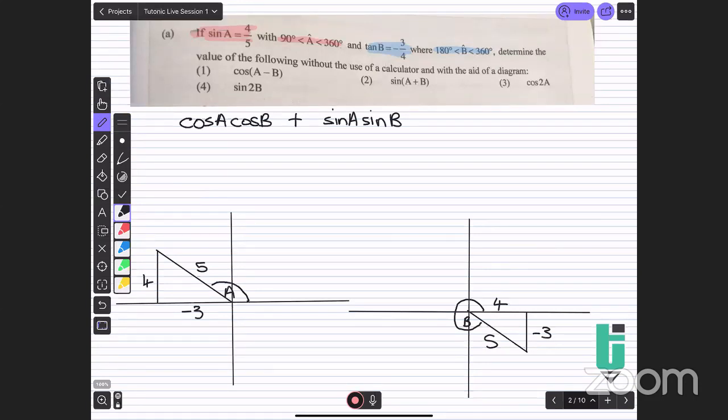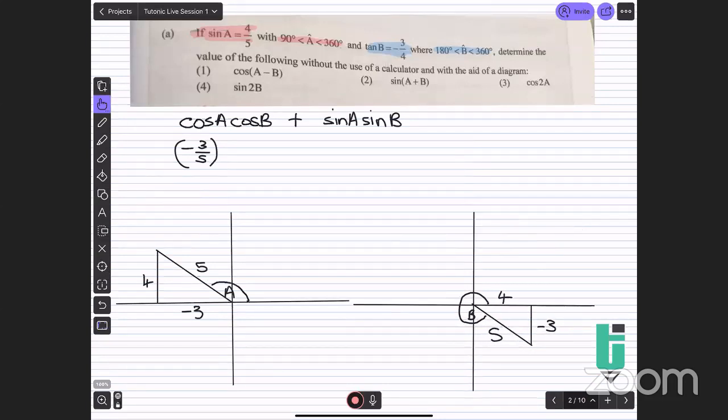-3/5. Yes. And Rivka, what is cos B? Cos B, you're looking at this triangle, right? Oh, okay. Cos B is, because this is A, this is B, right? This is A, this is B. So B is going to be 4/5. Yes.